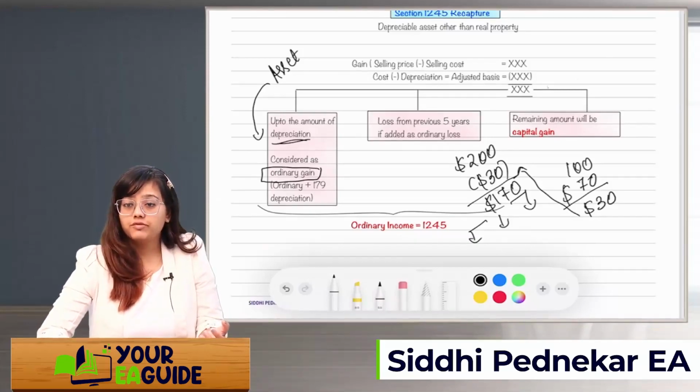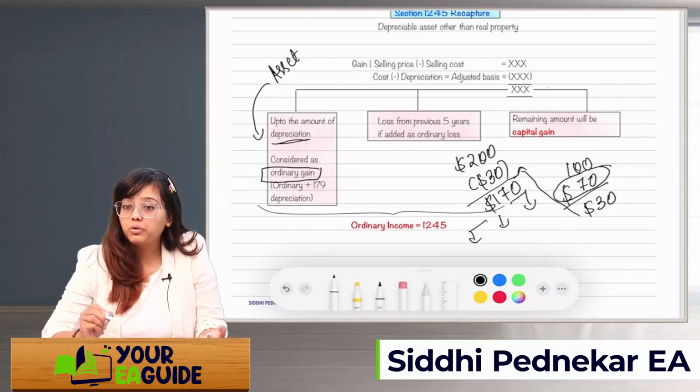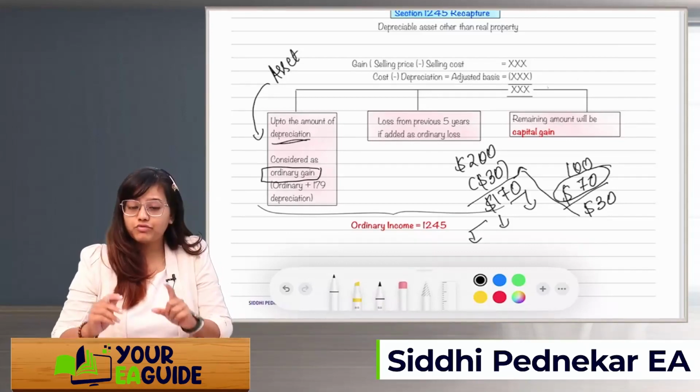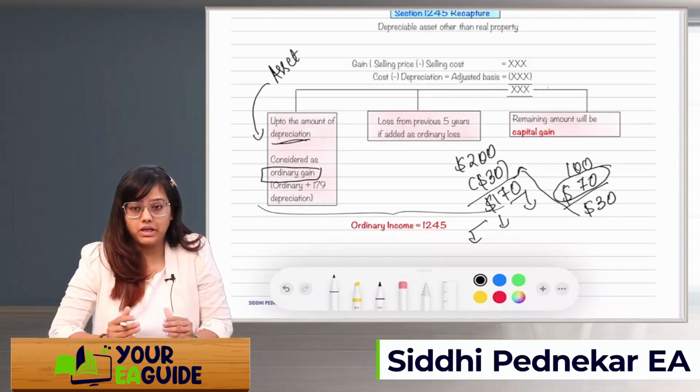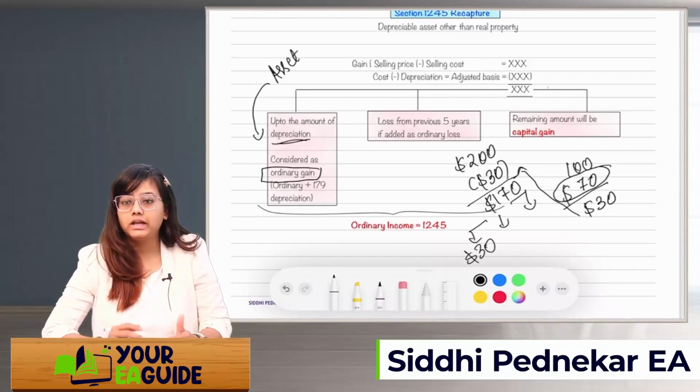The first part is whatever depreciation you have claimed, up to that amount, it will be considered as an ordinary gain. So out of 170, the total gain is 170, but only $30 will be your ordinary gain.